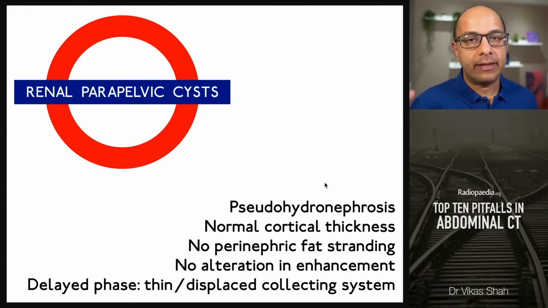Important things to look for are that the cortical thickness is preserved. Remember that you start to lose your cortical thickness with long-standing hydronephrosis. And in acute obstruction, you'll have perinephric fat stranding and an alteration in the enhancement pattern of the kidney, but you won't see any of that in these cases. And it's really useful to have that trick up your sleeve of delayed phase imaging because you'll see that the collecting system is not distended, but is in fact thin, normal caliber, stretched and displaced around these cysts.